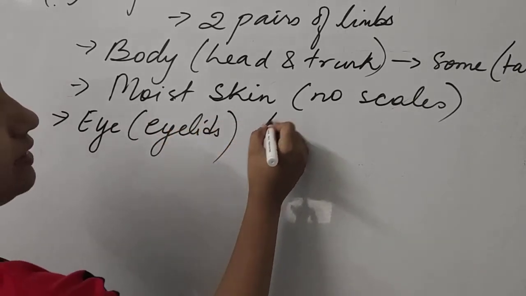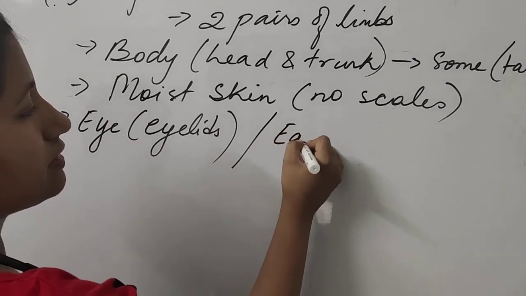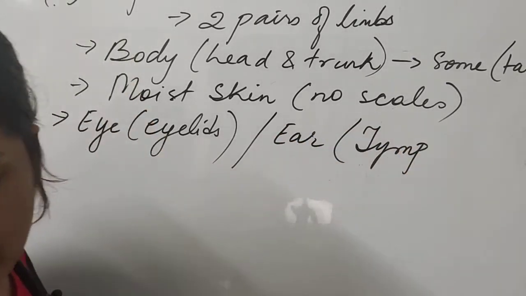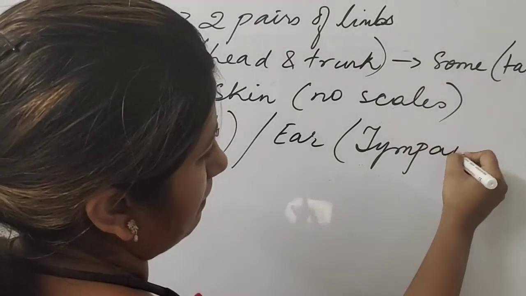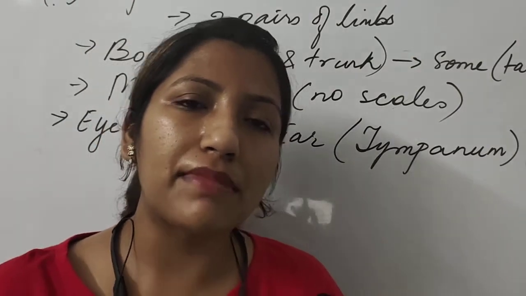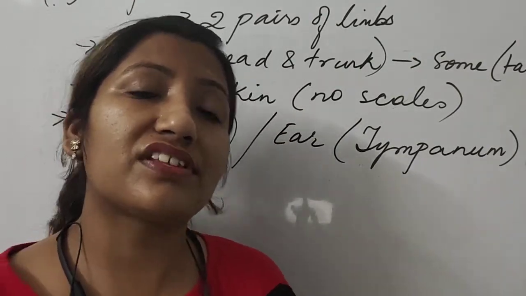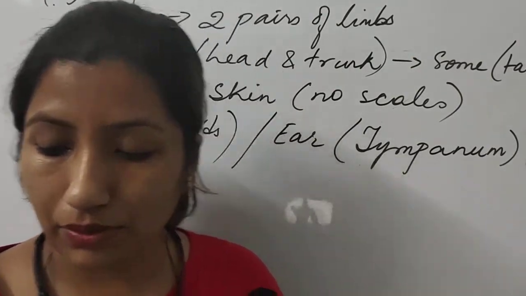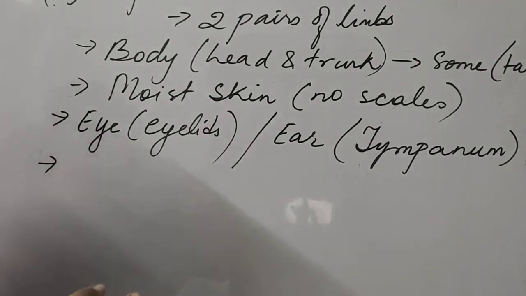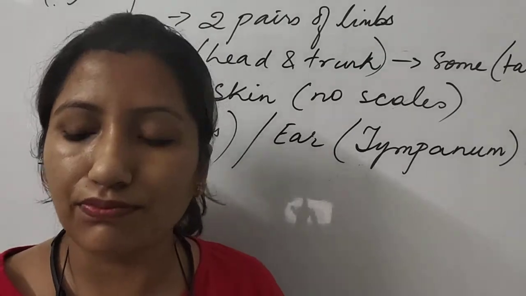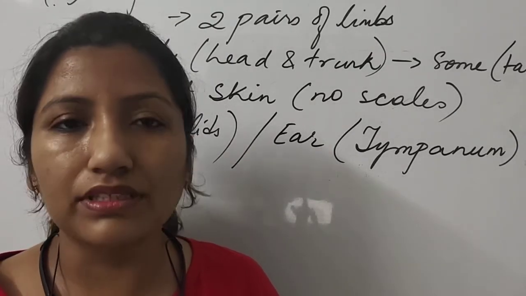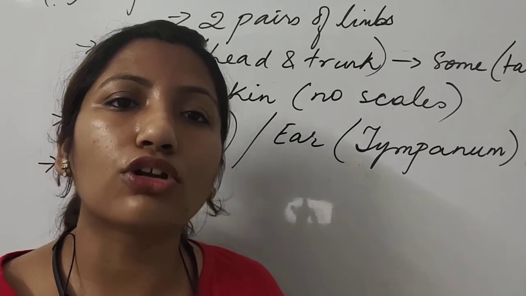And ears: for ears they have a tympanum. The tympanum is an eardrum, a membranous sheet which represents the ear in amphibians. And the alimentary canal, urinary tract and reproductive tract all open in one common opening, which is called the cloaca.